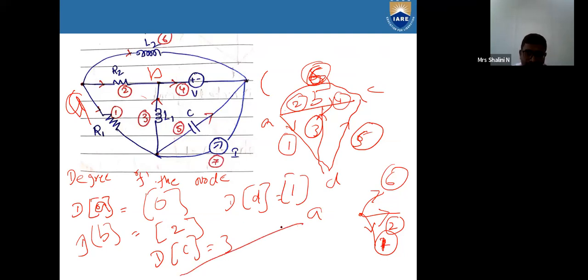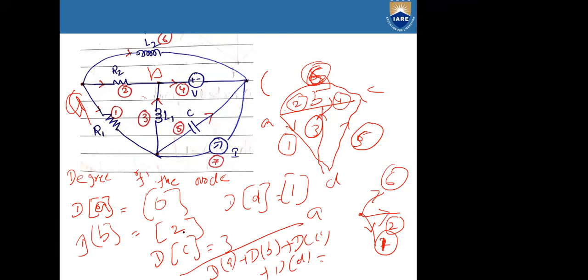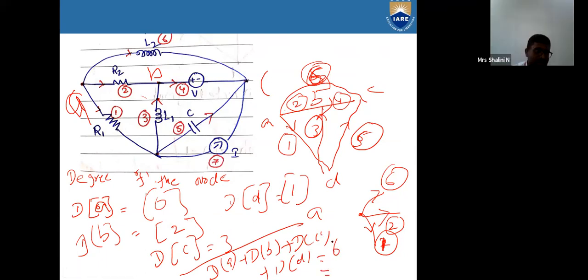Add the sum of the degrees. Degree of A plus degree of B plus degree of C plus degree of D. Okay, how much value? 6. That is nothing but equal to the number of branches. Does everyone understand?